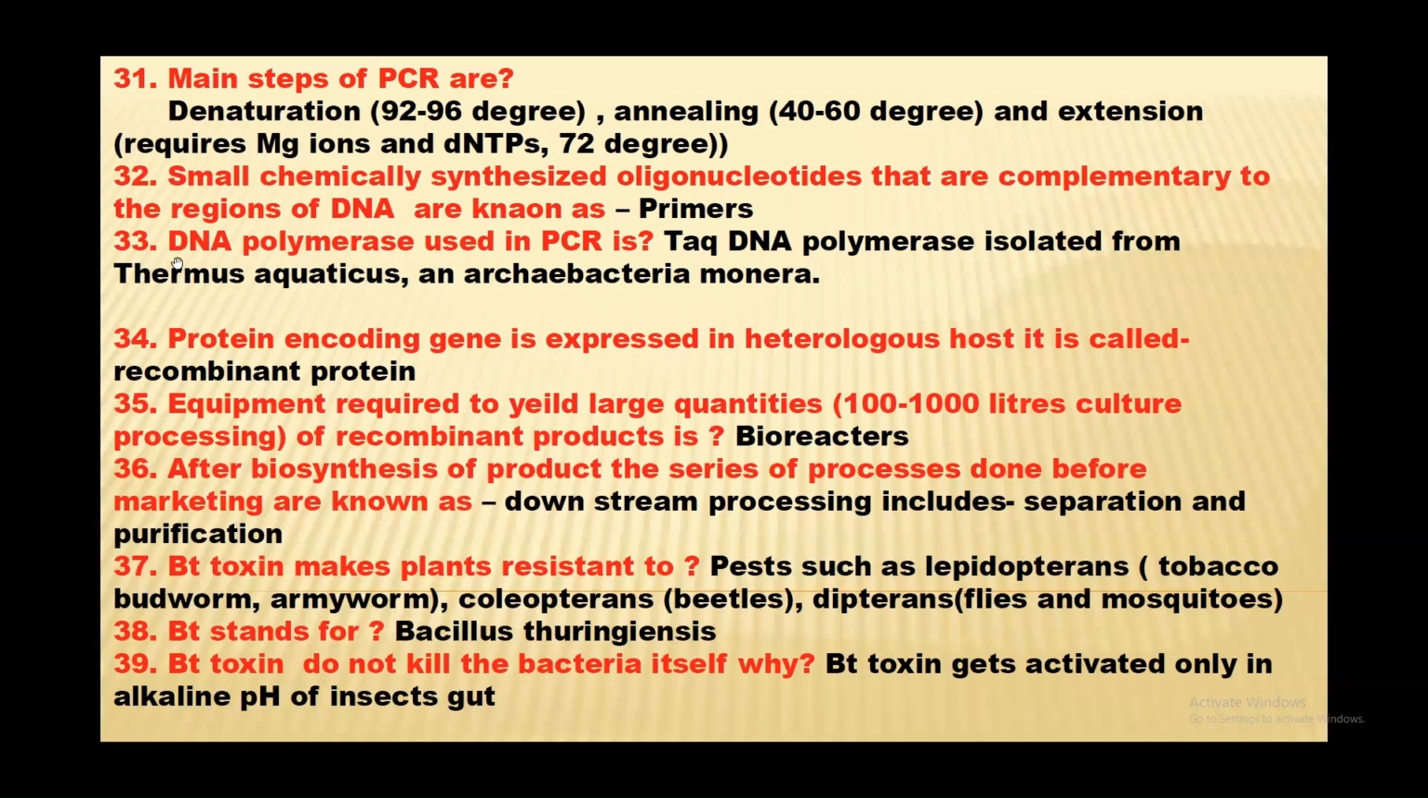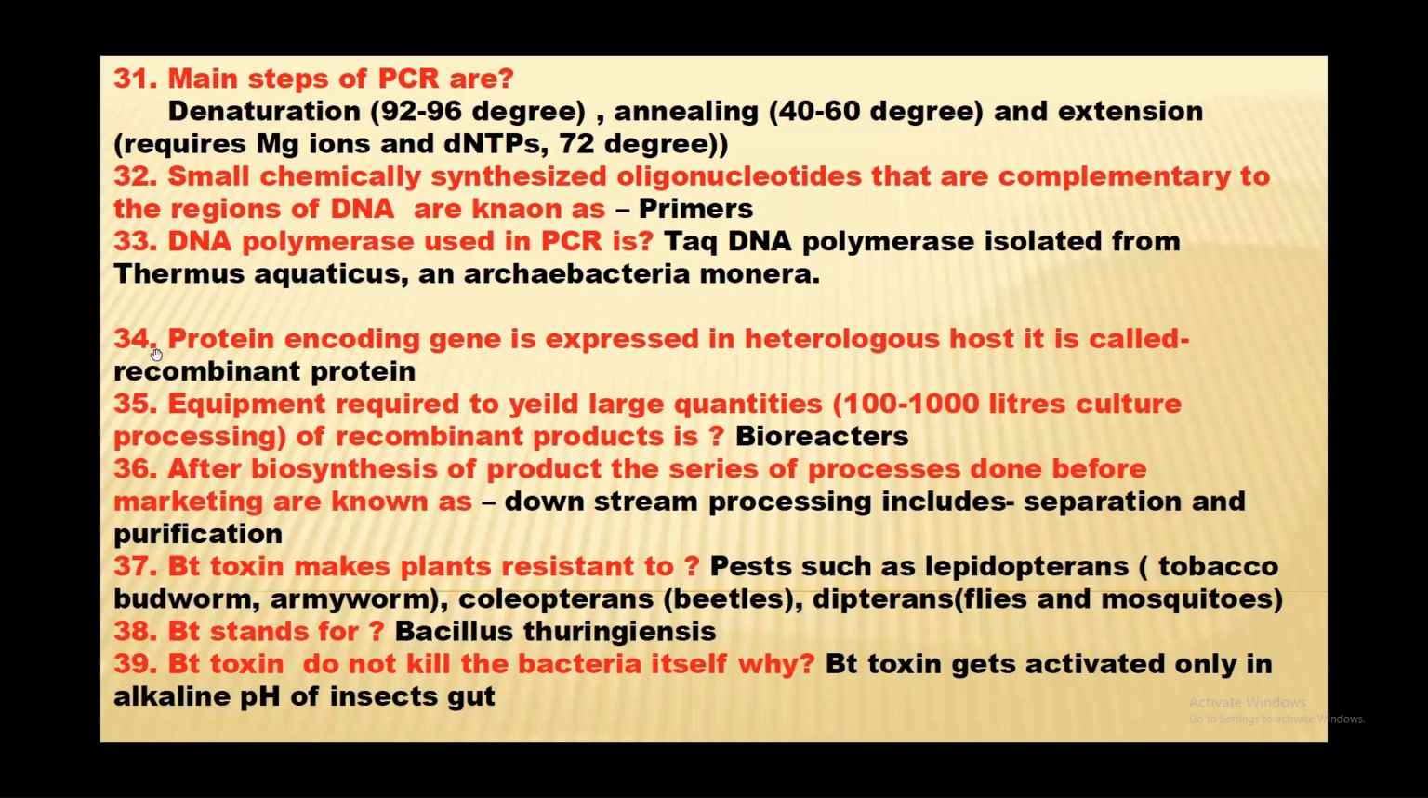See the 33rd. DNA polymerase used in PCR is Taq DNA polymerase, isolated from Thermus aquaticus. It belongs to Archaebacteria, kingdom Monera. You know Archaebacteria can live in extreme environmental conditions. So what is the name of the bacteria? Thermus aquaticus. From this bacteria only the DNA polymerase is isolated and used in polymerase chain reaction.